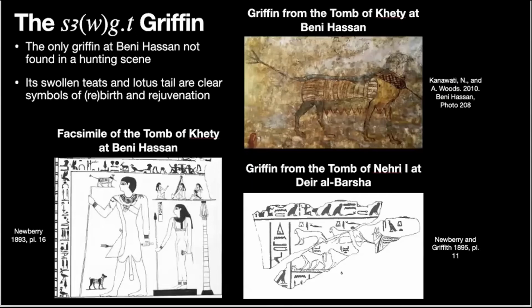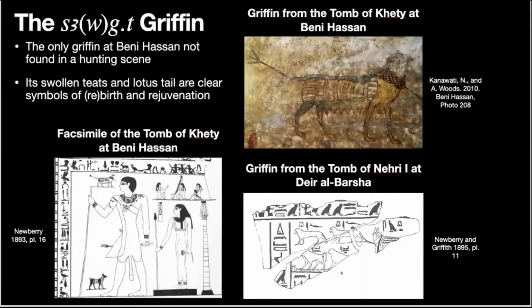And so lastly, we have our fourth type of griffin, the Sargat griffin, found both at Beni Hassan and Deir el-Bersha, although unfortunately the Deir el-Bersha version has been destroyed since this facsimile was made by Percy Newberry over 125 years ago. That is this facsimile here.